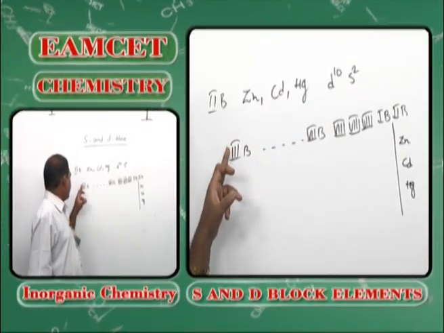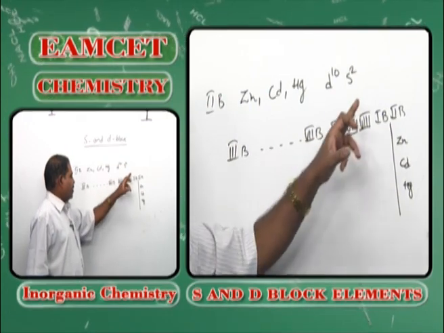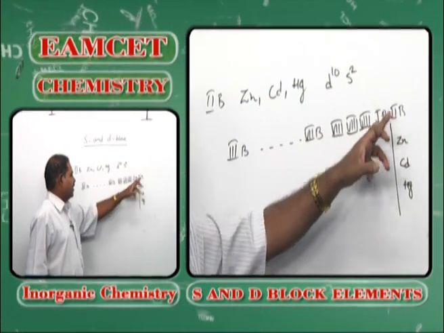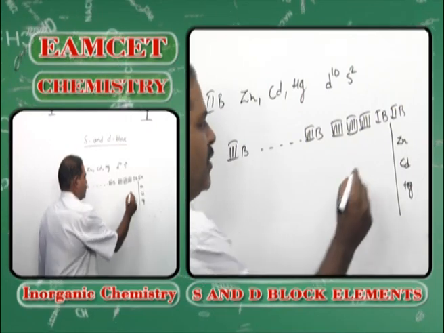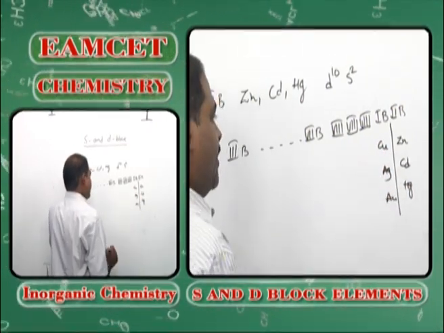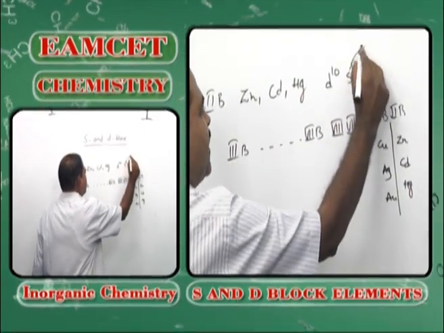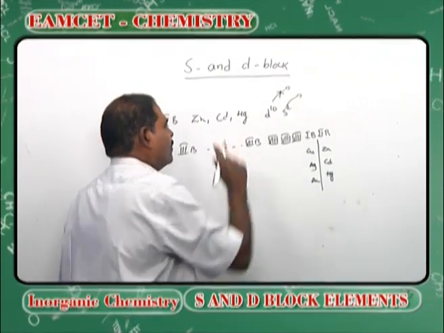3B, this is s2 d1, s2 d5, s2 d10, s1 d10, you know, this is the copper group, copper, silver, gold come here. So, that being the case, 2B: here only s electrons participate, d electrons do not participate in bonding.